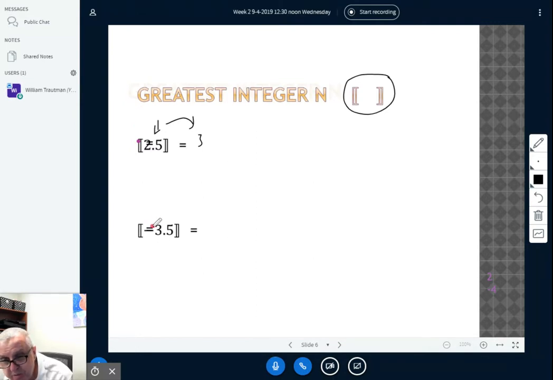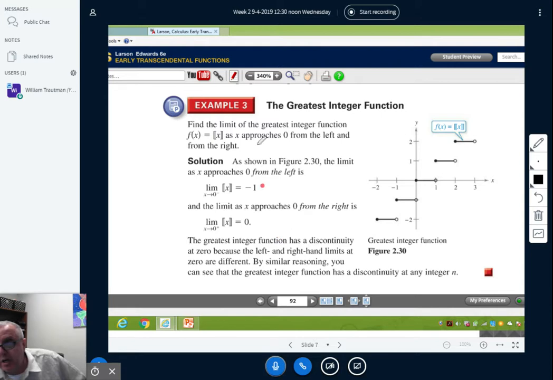And I'm not sure what happened here. Like here, the next integer would be 4. So this greatest integer function just lets you know what's the next greatest integer. So in the book, there's an example of the greatest integer function.